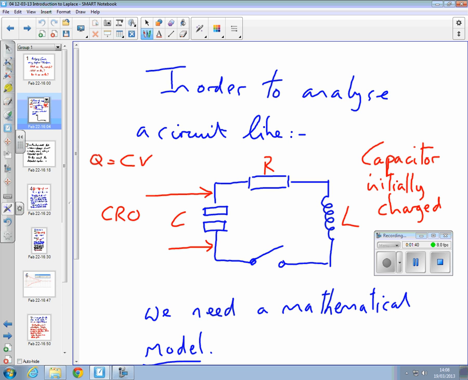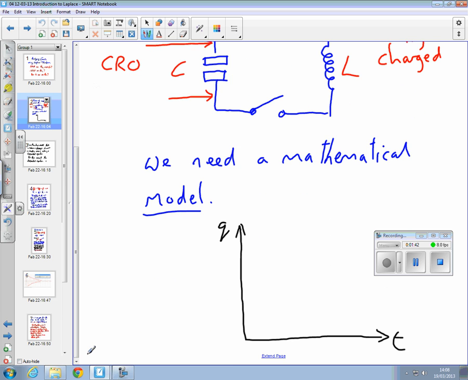We need a mathematical model to describe it, and that's what we're going to be looking at, using Laplace transforms to do it. So if I'd closed this circuit like that, and initially the capacitor was charged, so it might start off somewhere like that. Initially it's charged up. Sketch what you think will happen in this circuit over time.